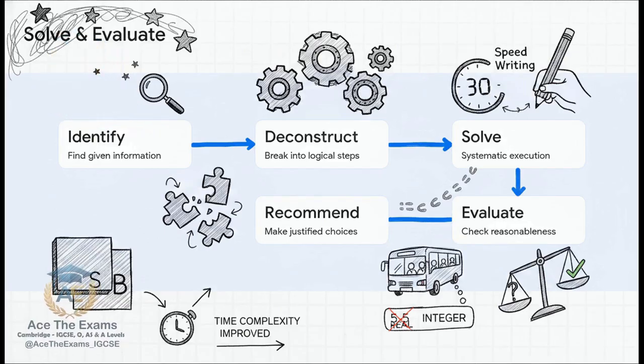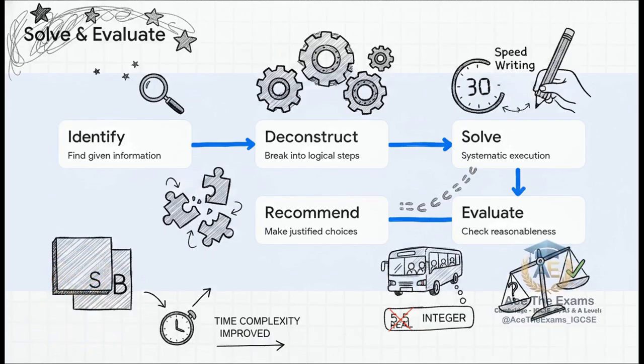Check for reasonableness. Let's be real here. If your algorithm outputs a real number, like 5.5, for a variable specifically tracking the number of human passengers on a bus, your fundamental data type logic is completely flawed. You cannot have half a passenger. You must use an integer.